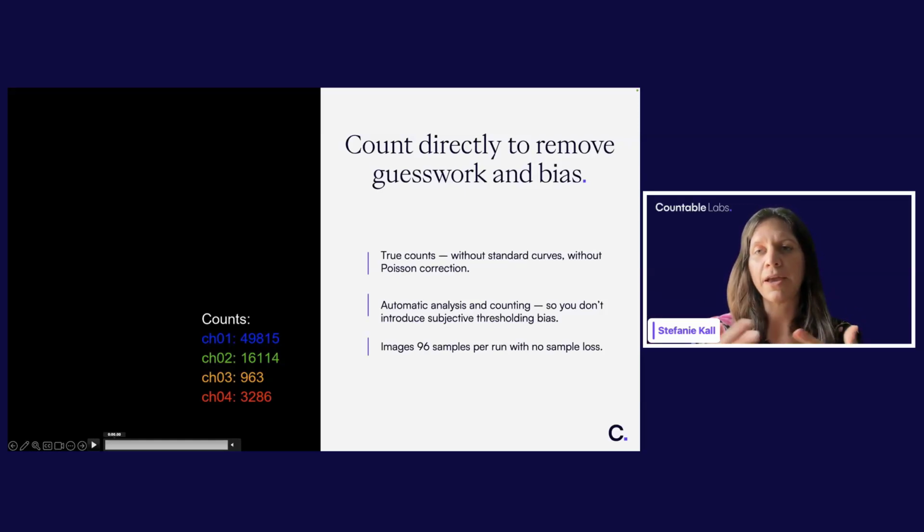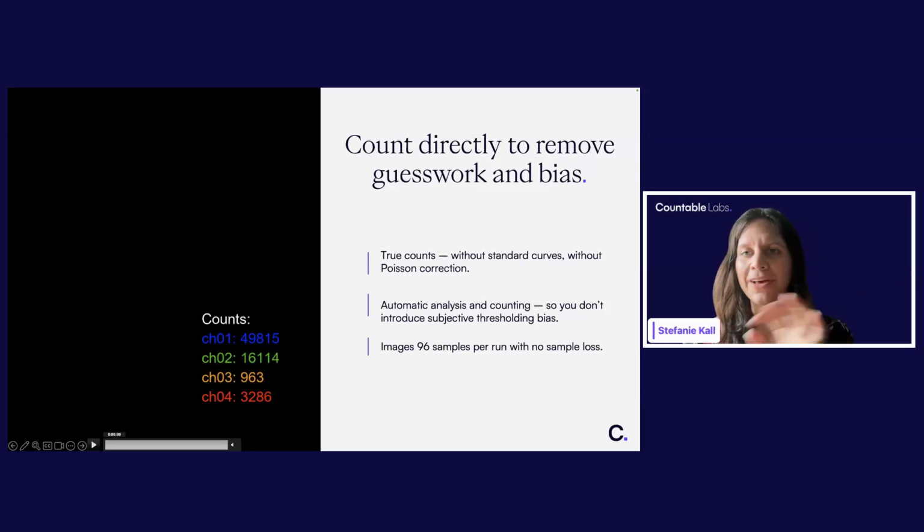And it images 96 samples in one run. And it does so without sample loss. So it is scanning your whole tube. So you can put a lot of DNA in there to analyze. So for biodistribution experiments, if you have really low concentration DNA, you can load more of it in order to pick out the rare biodistribution events more easily.